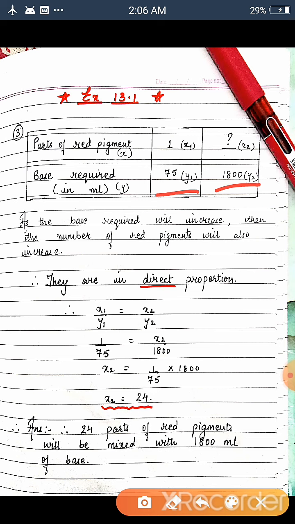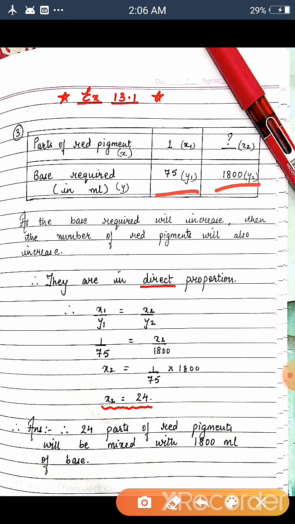So here children, when you observe the question, as the base required increases, then the number of red pigments will also increase. So you can say that they are in direct proportion, because if one thing is increasing, the other will also increase. So we will apply the formula x1 upon y1 is equal to x2 upon y2. Substituting the values of x1, x2 and y1, y2, we get 1 upon 75 equals x2 upon 1800.